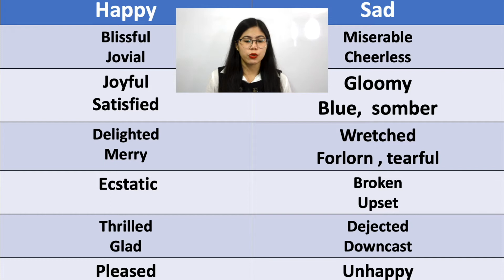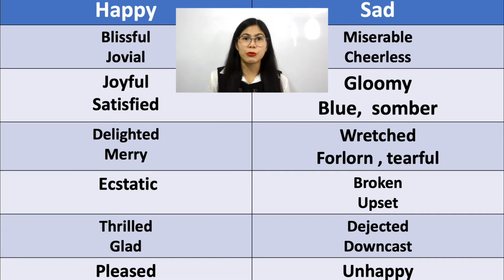If you want to describe something as happy, you may also use blissful, jovial, joyful, satisfied, delighted, merry, ecstatic, thrilled, glad, pleased. And if you want to describe something as sad, you may also write miserable, cheerless, gloomy, blue, wretched, forlorn, tearful, broken, upset, dejected, downcast.